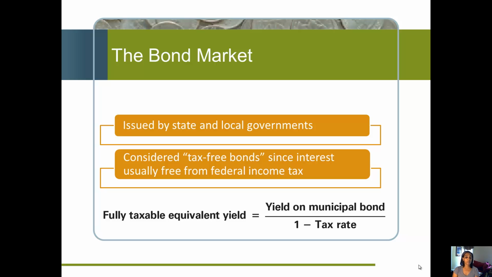Now, municipal bonds are issued by state and local governments. And they're considered tax-free since the interest on these is free from federal income tax. And so on these, we have to adjust the yield in order to compare it to bonds that do not have that tax-free feature.